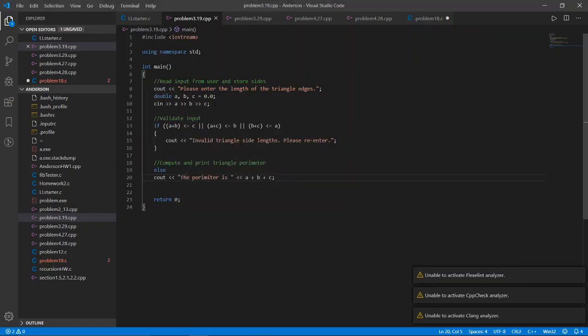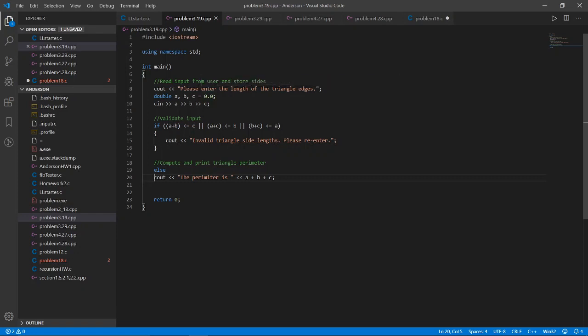All right, so for homework number 2, our first problem, number 3.19, it's asking for the length of triangle edges and then it computes the perimeter. Also, we have to make sure the side lengths are valid. So, very simple code for our first one here.